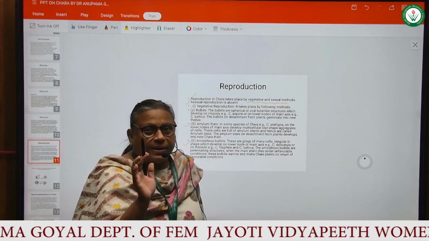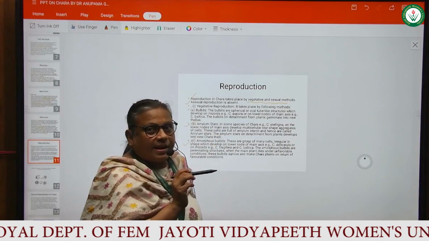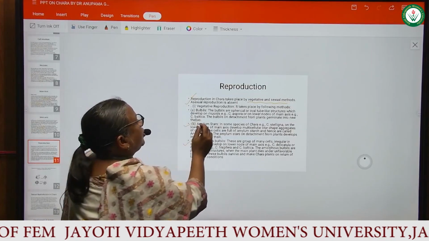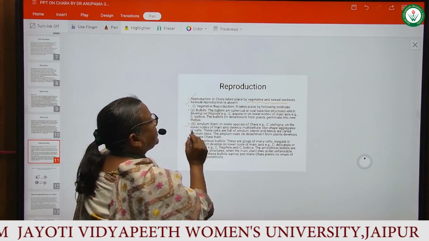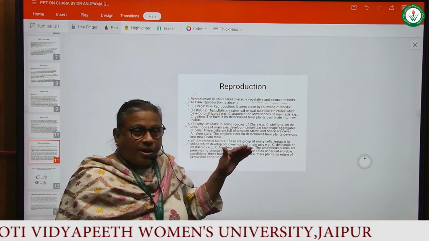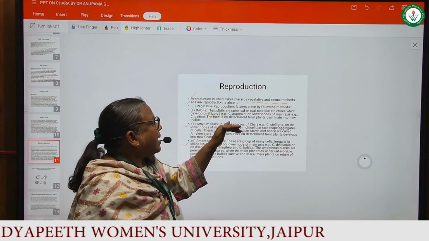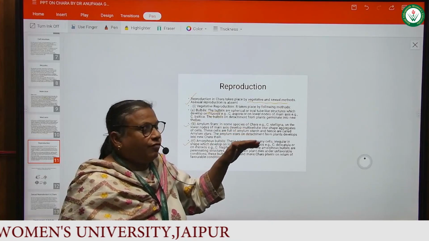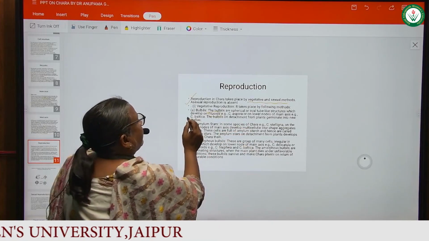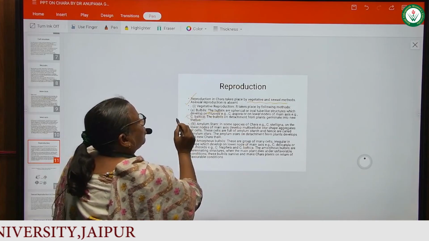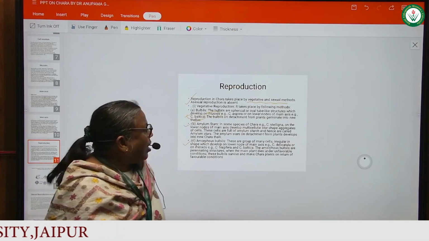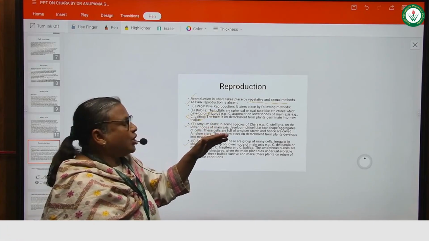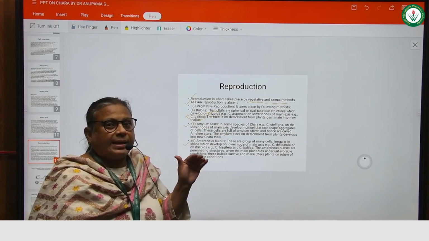First of all, let me talk about vegetative reproduction in Chara by means of bulbils. What are bulbils? Bulbils are spherical or oval tuber-like structures which develop on rhizoids. Bulbils are found in Chara aspera or on the lower nodes of the main axis. For example, in Chara baltica also bulbils are found. The bulbils on detachment from the plants germinate into a new thallus.